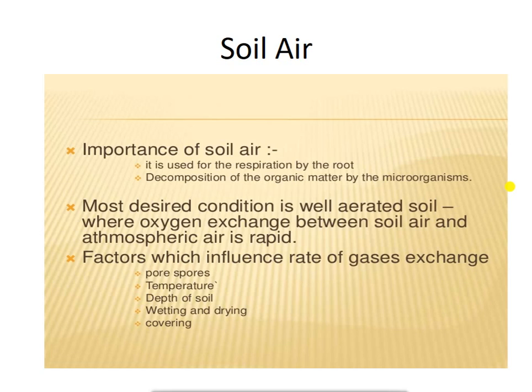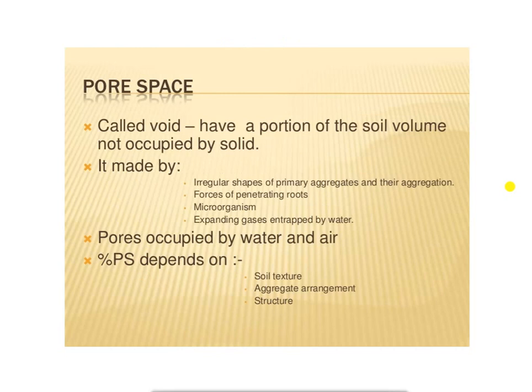Factors which influence the rate of gas exchange are pore spaces, temperature of soil, depth of soil, wetting and drying, and vegetative cover. What do you mean by pore space? It is also called a void, the portion of soil volume which is not occupied by solid material. It is called pore space. The pores are mostly occupied by soil air and soil water.